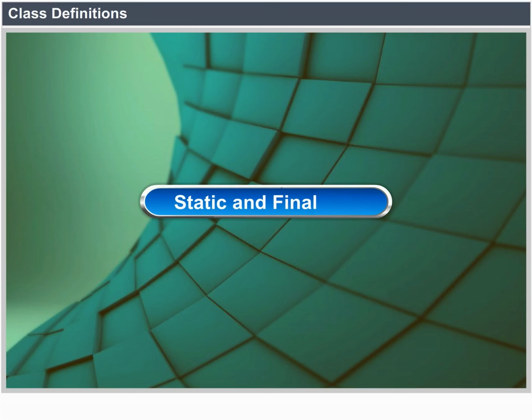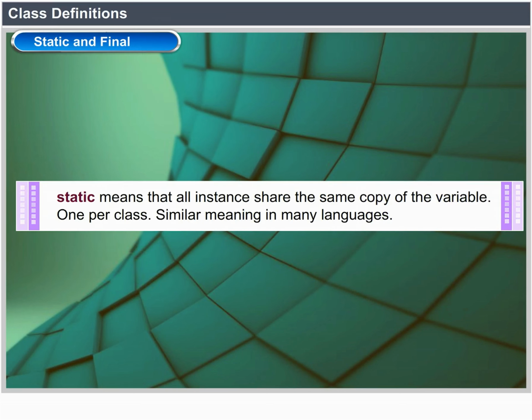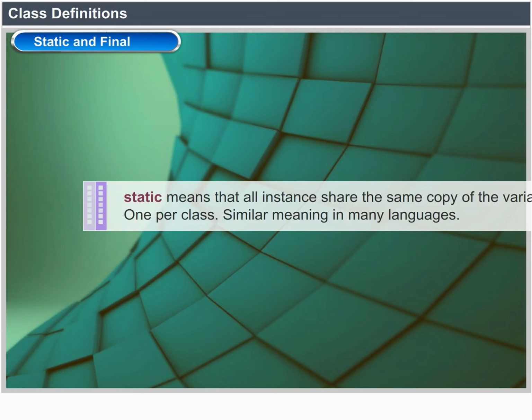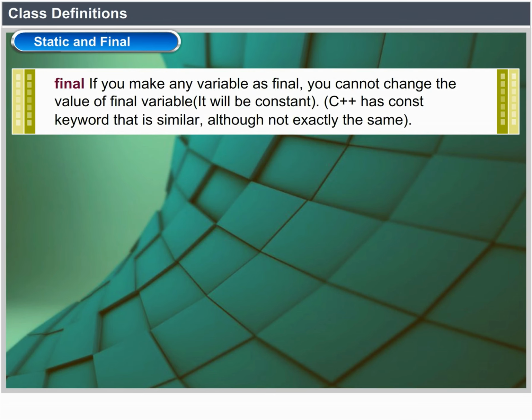Static and final. Static means that all instances share the same copy of the variable, one per class. Similar meaning in many languages. Final: if you make any variable final, you cannot change the value of the final variable. It will be constant. C++ has the const keyword that is similar although not exactly the same.